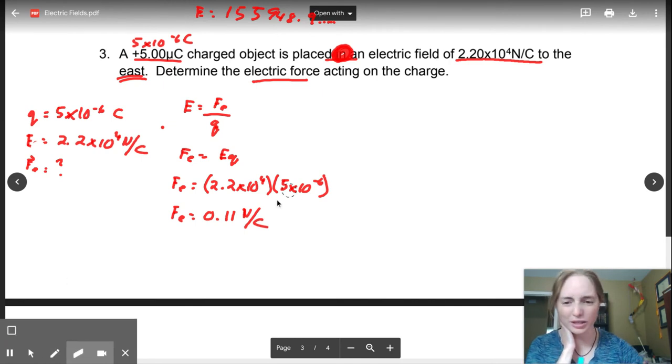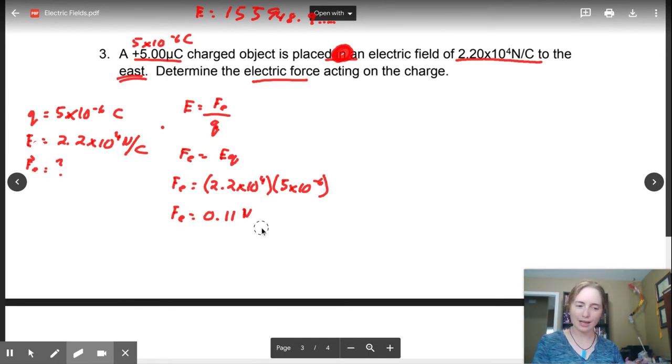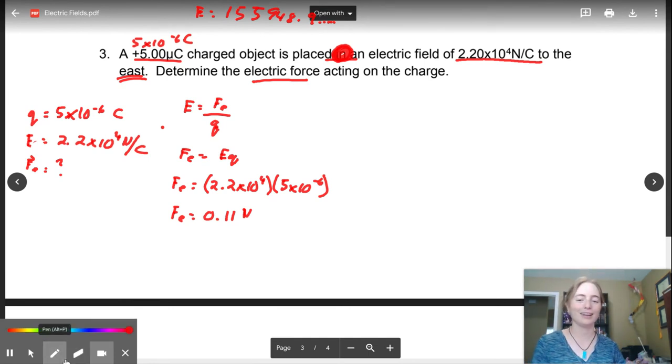I got my units wrong. I nearly cost myself half a point again. Goodness. All right. So, ladies and gentlemen, let us now talk about direction. This is the hard part.